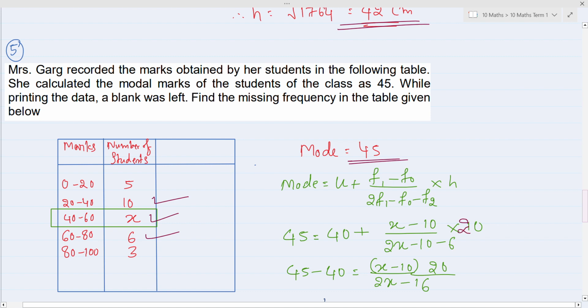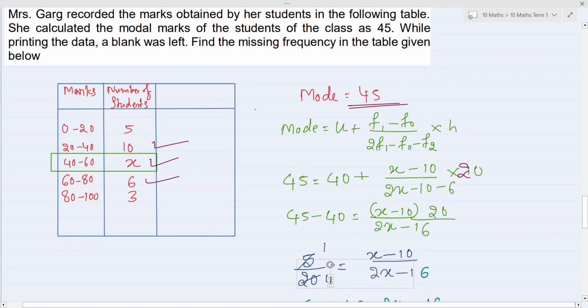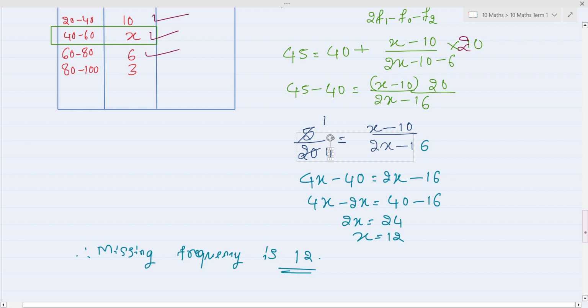So that simplifies to x minus 10 multiplied with the 20 over 2x minus 16 in the denominator, equal to 45 minus 40, 40 shifting to the left side. So 5 by 20 is equal to x minus 10 over 2x minus 16. Further simplifying, cross multiplication will give us 4x minus 40 is equal to 2x minus 16. So 4x minus 2x is 40 minus 16, which is 2x is 24, x the missing frequency is 12. That's the answer.